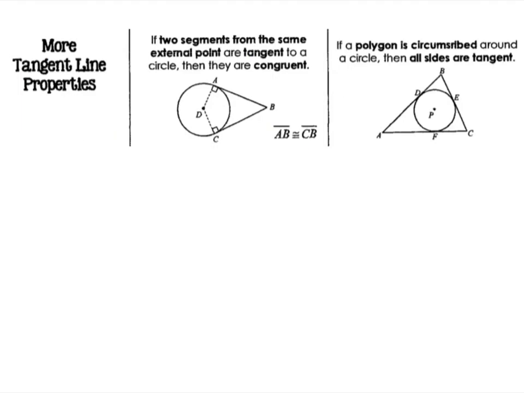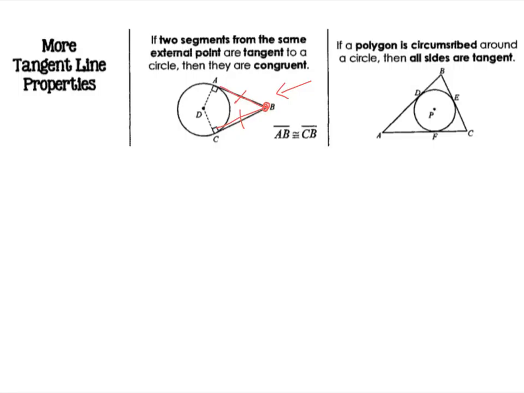Okay, here is more about tangent properties. Of course, now we have not just one segment that's tangent, but 2, and they're coming from one point. So anytime you have tangents from one point, the segments are going to be congruent. Okay? So take a look.